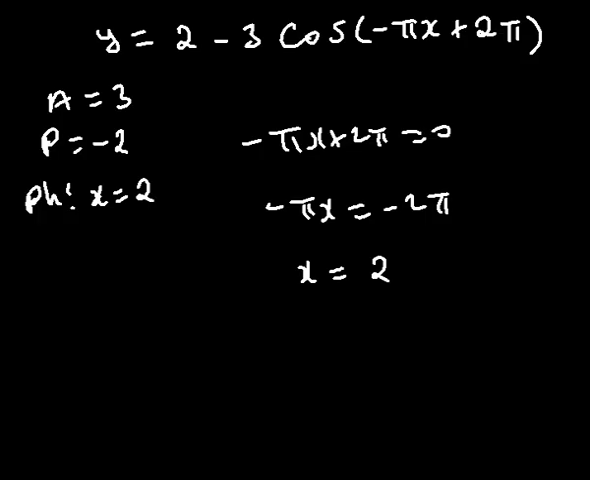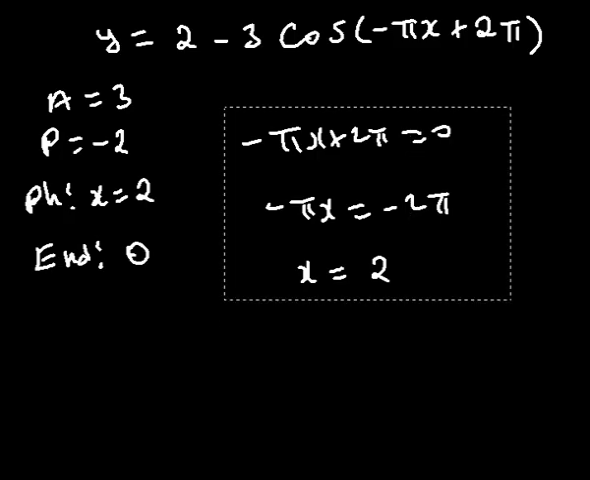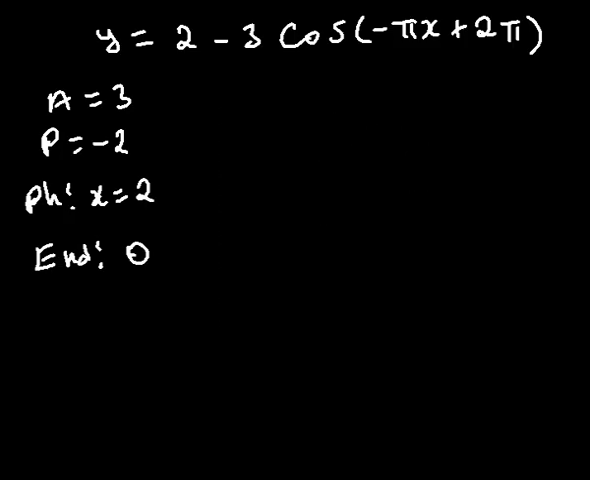And what is the actual ending point? The ending point corresponds to the phase shift plus the period. Which means the graph will start from 2 and the graph will end at 0. That is the ending point. And how should you have that one?